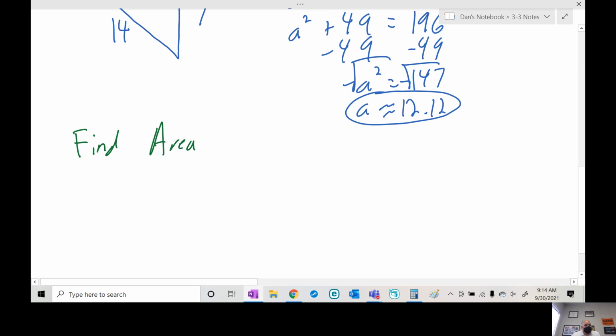So we've got to go over the area formula. Anyone remember the area formula? Ooh, one half the base times the height. So we're going to multiply the base and the height and then divide it by 2.